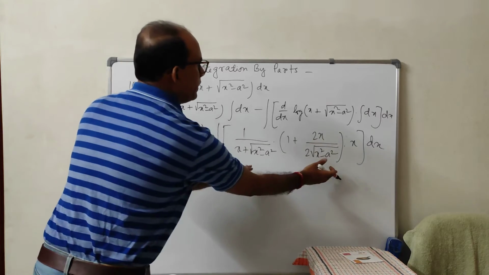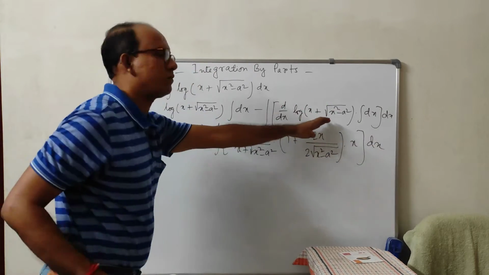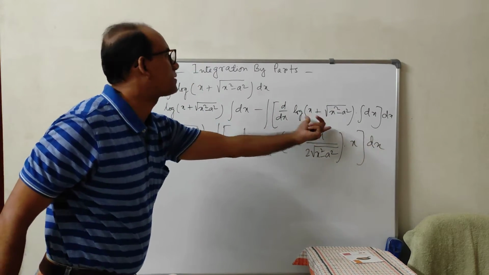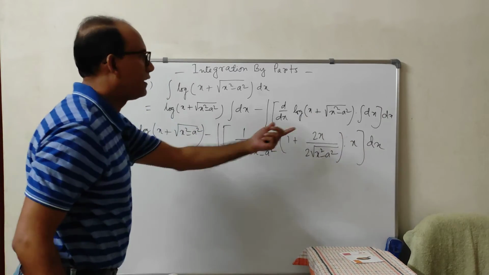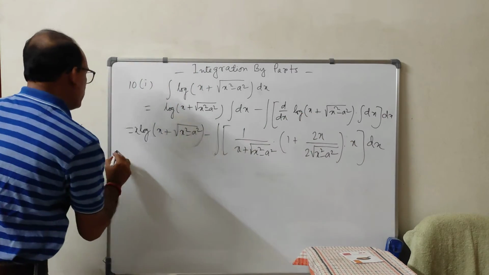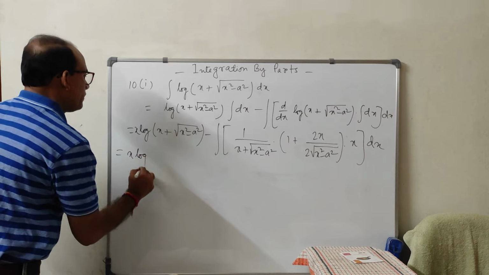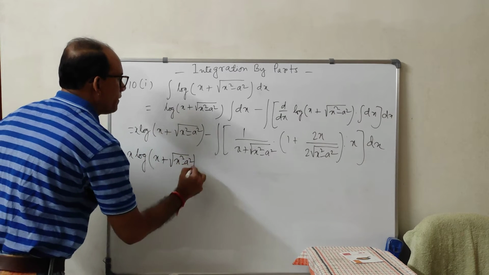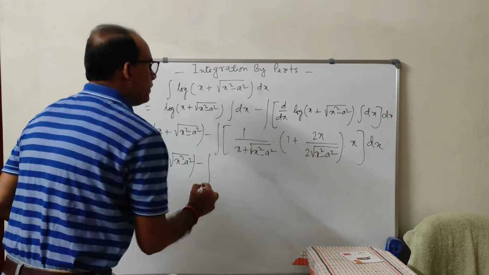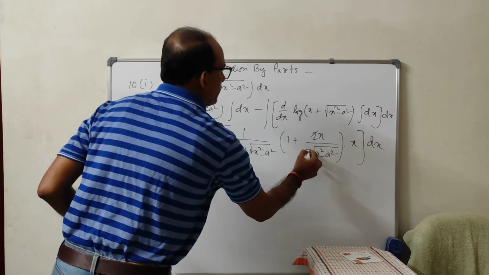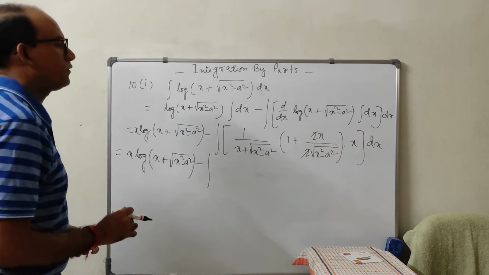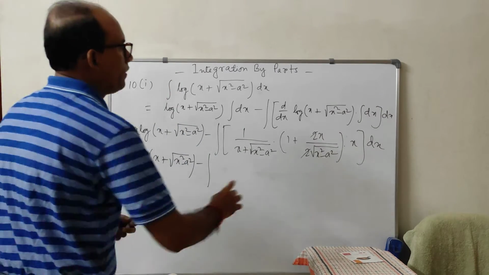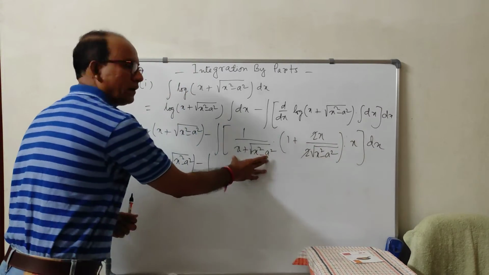So this whole thing is the derivative of log of x plus root over x square minus a square, which is a function of a function of a function. X plus root over x square minus a square, minus, see, these two are cancelled out from numerator and denominator, and if you calculate you will get the same thing here.